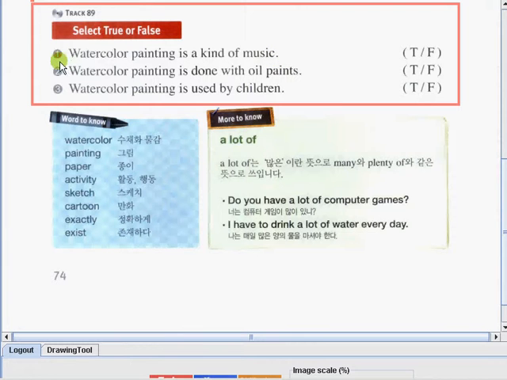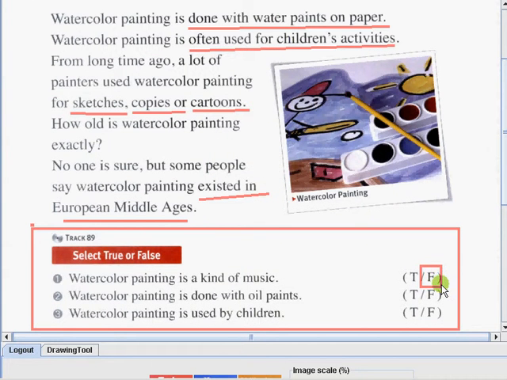So let's do number 1. Watercolor painting is a kind of music. What is the answer? Very good. It is false, or F. Now let's find out why this answer is false. Our answer here is F or false because watercolor painting is not a kind of music. This is a kind of art, like painting. So again, number 1 is F or false.